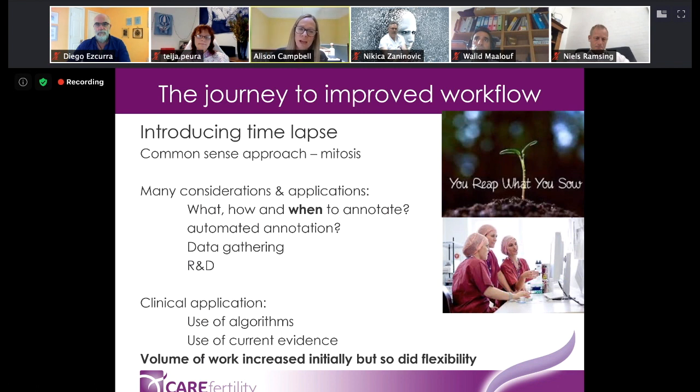We don't use automated annotation yet in our clinics, but we are looking towards that and beyond that to AI. But we set out by considering what we should annotate, how we should do that, and when we need to do that. And this is the key point, when. We wanted to gather a lot of data. We wanted to keep R&D moving. We could see that this was potentially a gold mine of information that we'd be able to apply clinically and give benefits for our patients and also for working practice. So as I said, initially, I'd say the volume of work increased slightly, but flexibility increased dramatically.